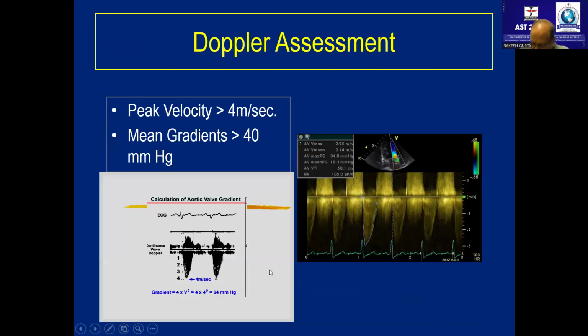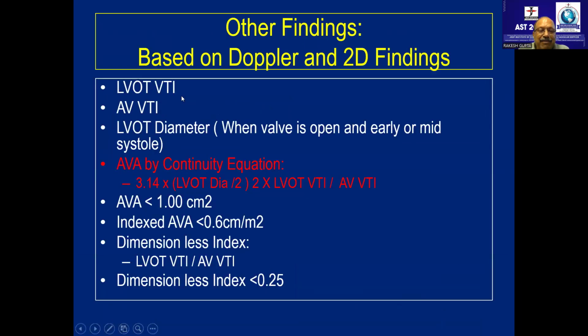So what did we look at? We looked at LVOT VTI. We looked at aortic valve VTI. We looked at LVOT diameter. Then aortic valve area by continuity equation is LVOT diameter divided by 2, square it up, multiply by 3.14, into LVOT VTI divided by aortic valve VTI, will get aortic valve area by continuity equation.